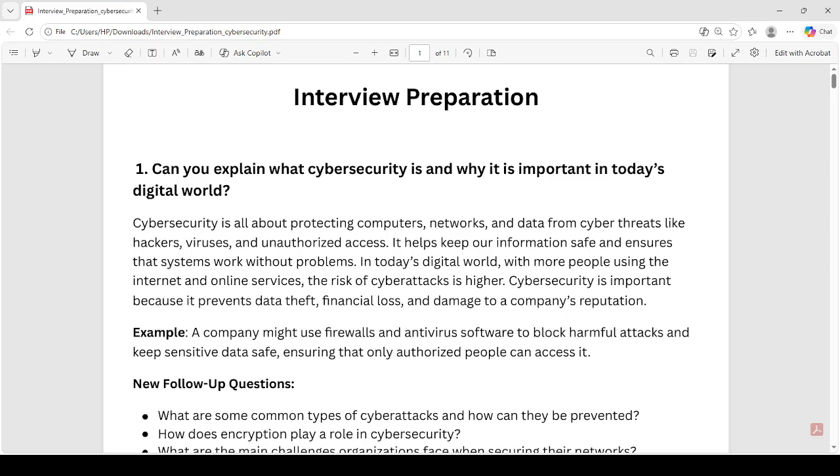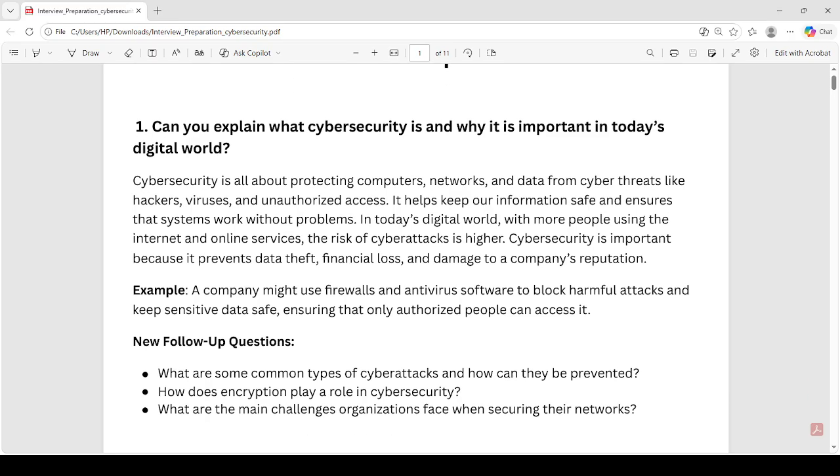The first question is: can you explain what cybersecurity is and why it is important in today's digital world? Answer: cybersecurity is all about protecting a computer network and data from cyber threats like hackers, viruses, unauthorized access. It helps keep our information safe and ensures that systems work without problems. In today's digital world, with more people using the internet and online services, the risk of cyber attack is higher. Cybersecurity is important because it prevents data theft, financial loss, and damage to a company's reputation.